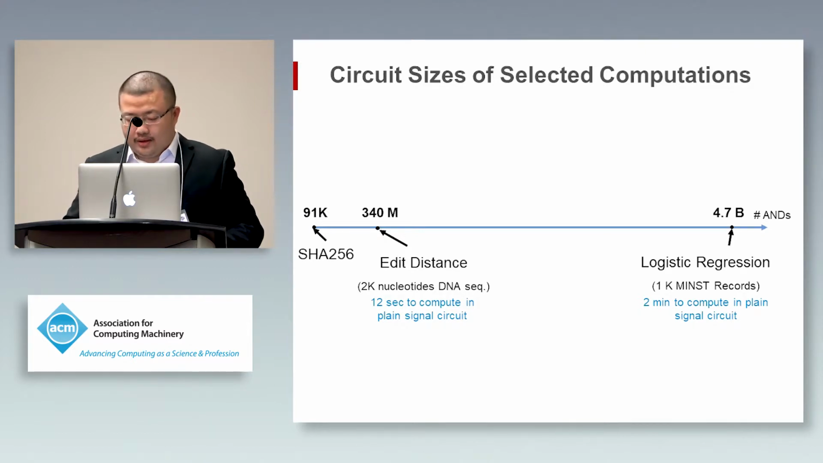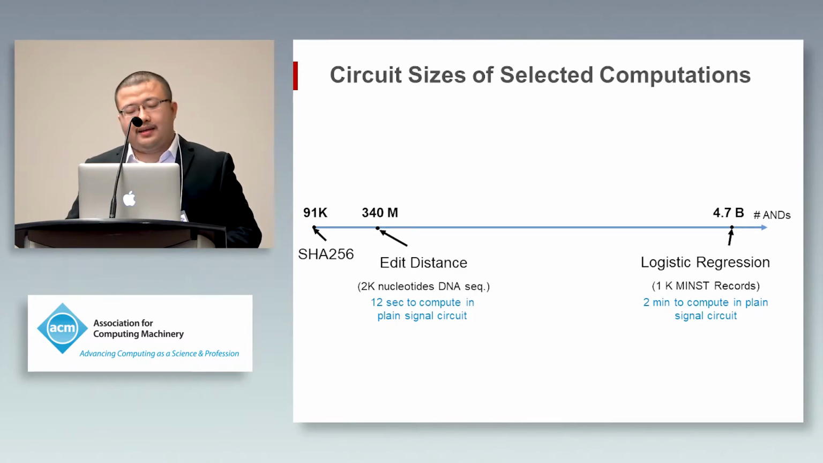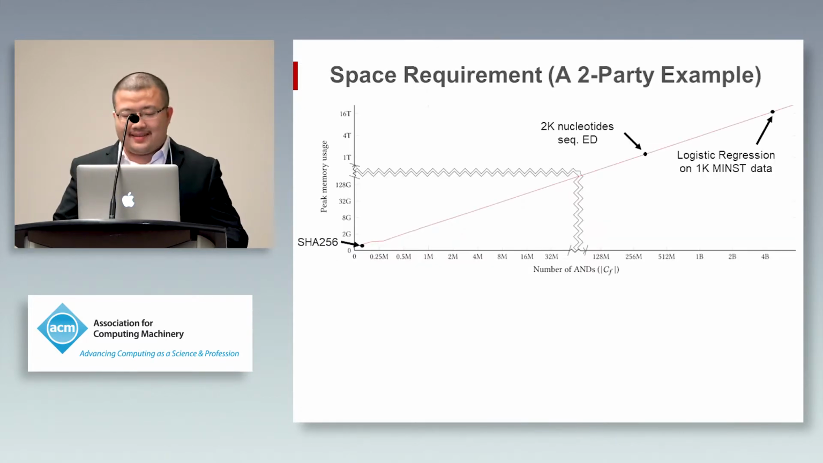It takes only 2 minutes to execute this logistic regression. It takes only 12 seconds to execute the edit distance in a plain circuit. If executed in plaintext, these computations take only seconds. So can existing constant-round protocols scale up to real-world size?